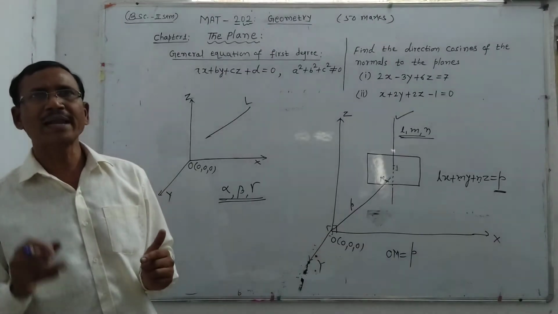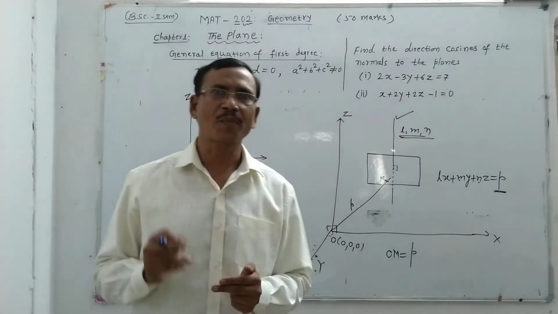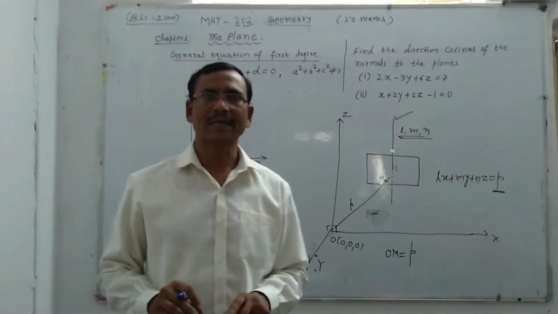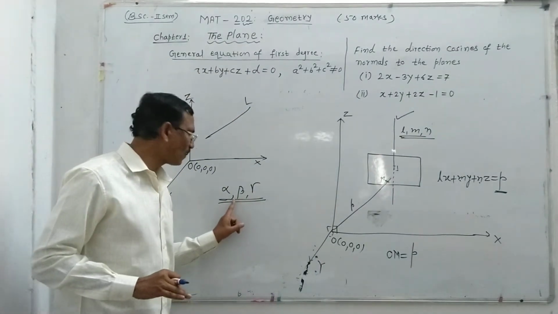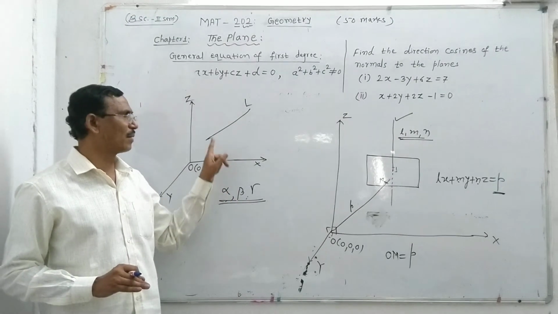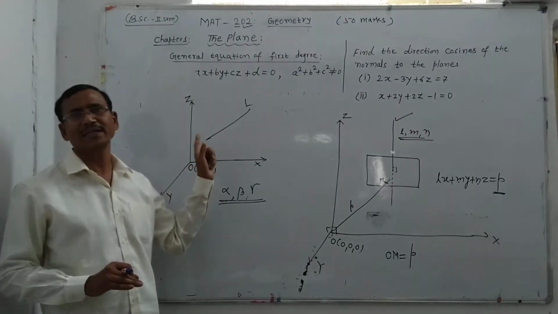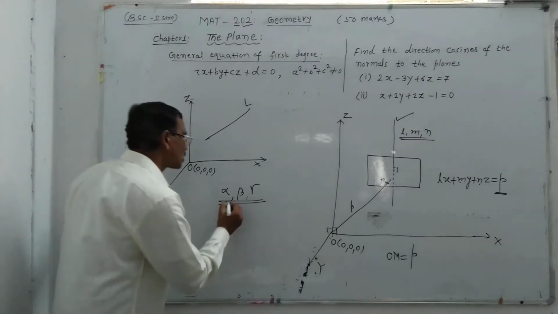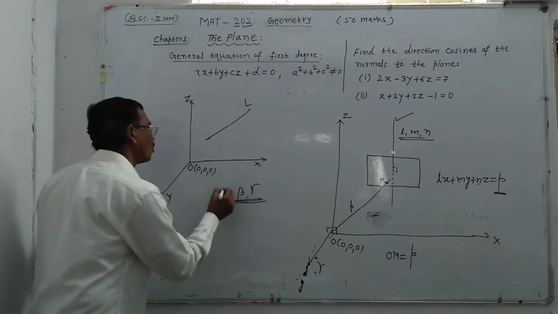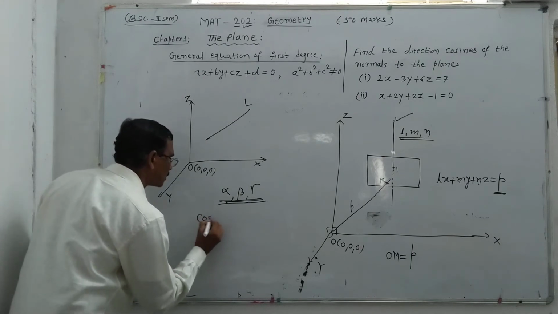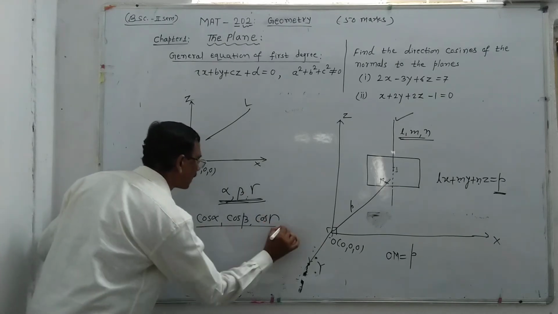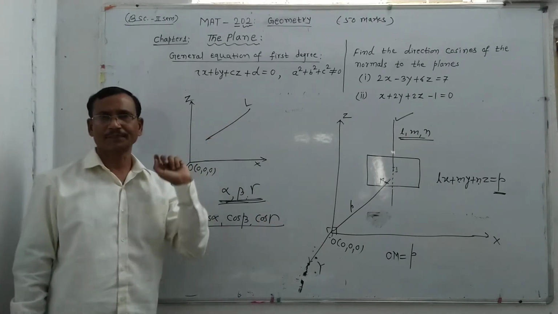Listen again. The angles made by a line with the positive directions of the x-axis, y-axis, and z-axis are called direction angles. We shall denote these by alpha, beta, gamma. Alpha is the angle made by this line with the x-axis, beta is the angle with the y-axis, and gamma is the angle with the z-axis. Then the cosines of the direction angles are called the direction cosines. That means cos alpha, cos beta, and cos gamma. These are the direction cosines of this line.